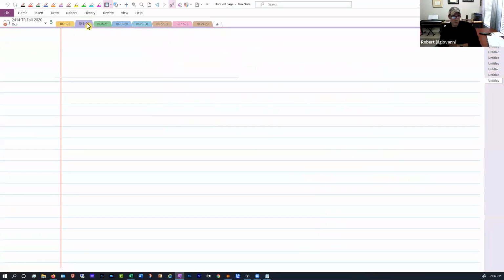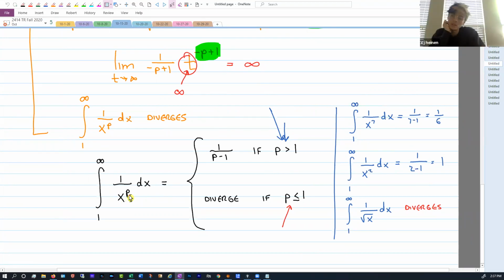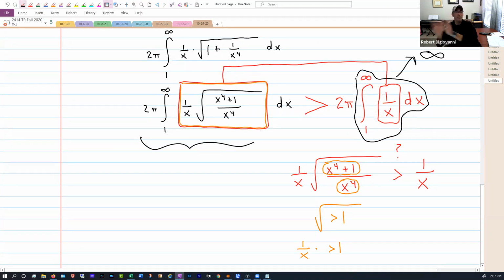But this goes back to this. This is 1 over x to the p. Here for us, p is what? 1. What happens if p is 1? It diverges. In fact, if you go back and look at the work we did for this integral, you'll see that this integral actually went to infinity. And so we have 2 pi times infinity. And the integral we're interested in is bigger than that, which means that it must be infinite.